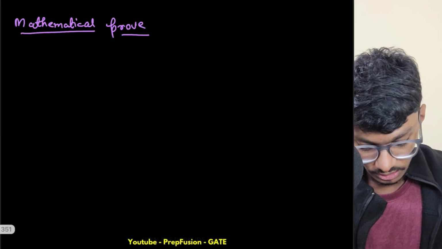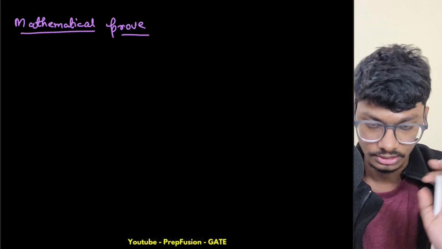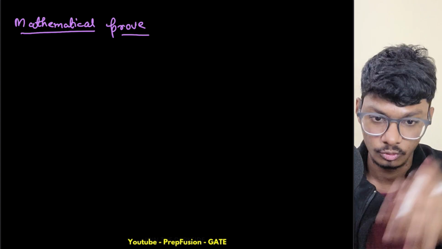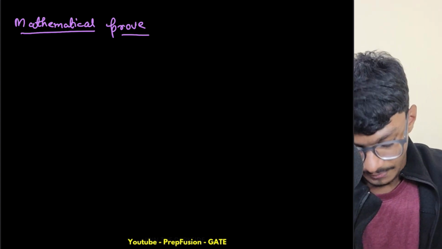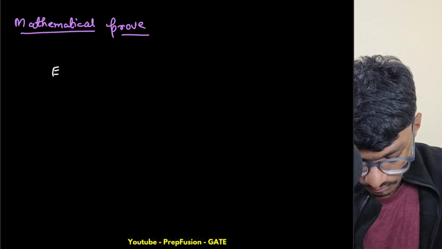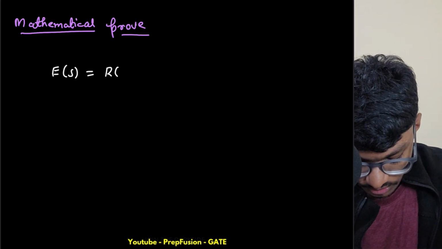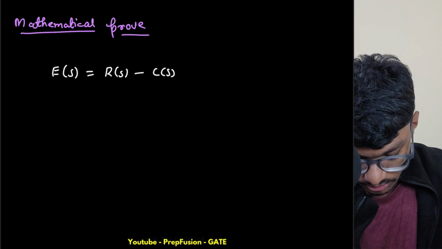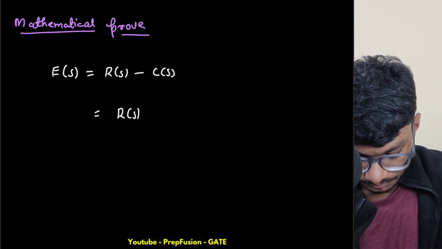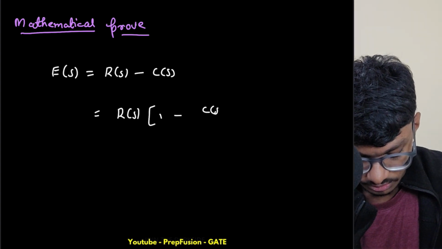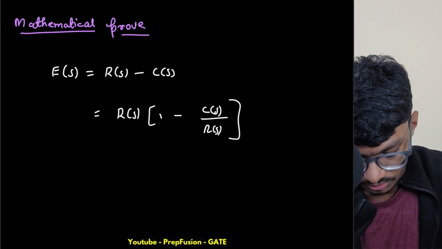We'll come to that, but before that, we want to mathematically prove that the steady state error will be 0 in this case. Again, simple formula: E of s equals R of s minus C of s, or Y of s, whatever you want to name it, which is R of s times 1 minus C of s upon R of s.